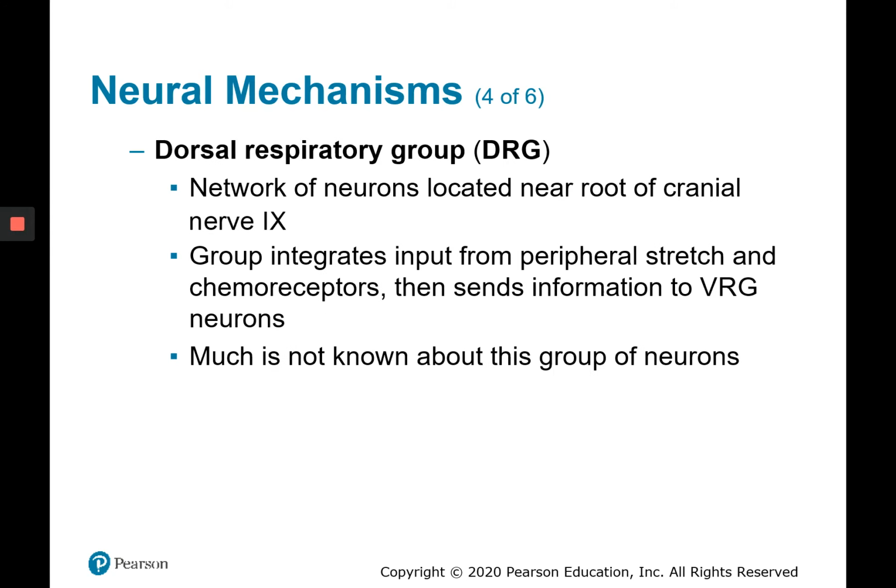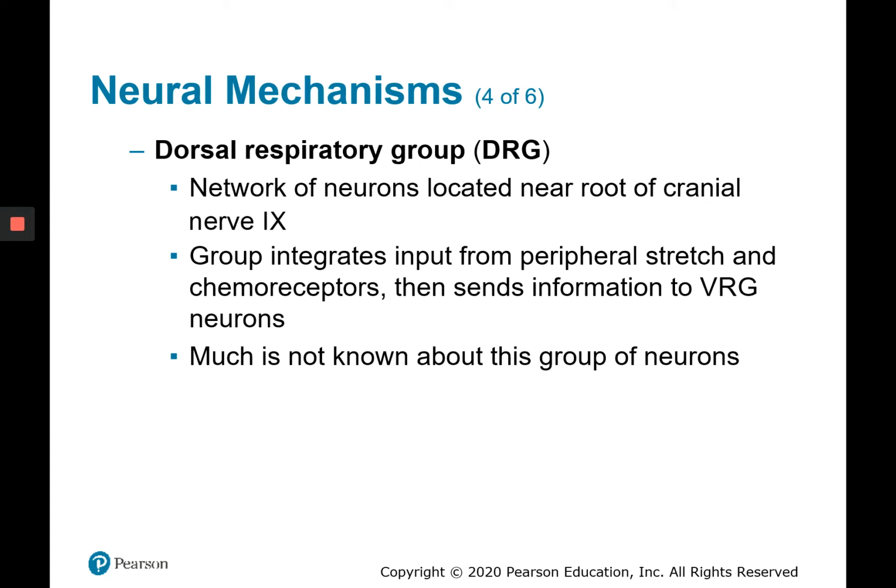The dorsal respiratory group is a network of neurons also in the medulla oblongata that sits behind the ventral respiratory group. It takes information from stretch receptors and chemoreceptors about respiratory rate and rhythm and sends that to the ventral respiratory group.